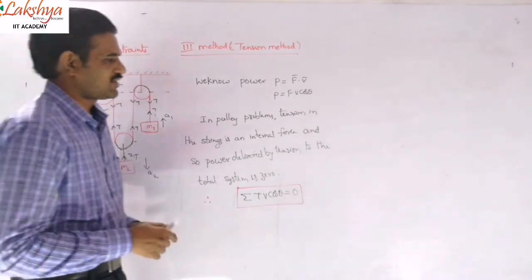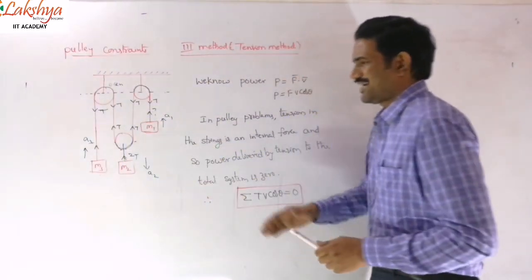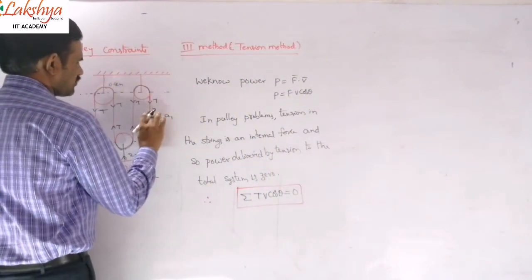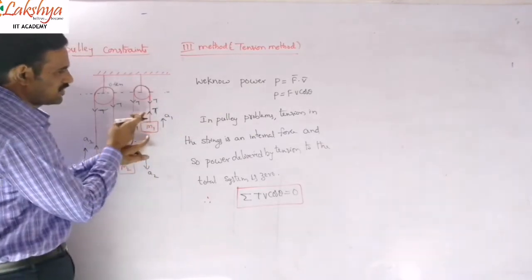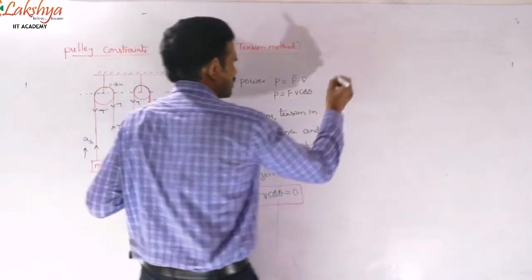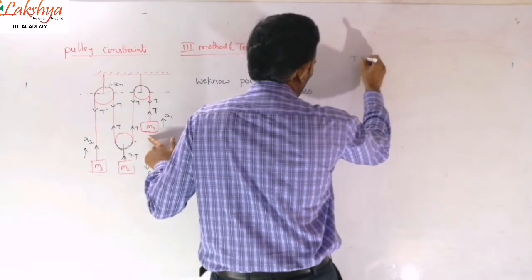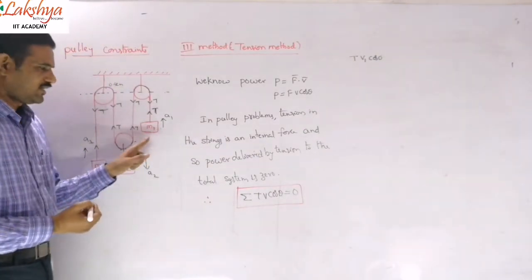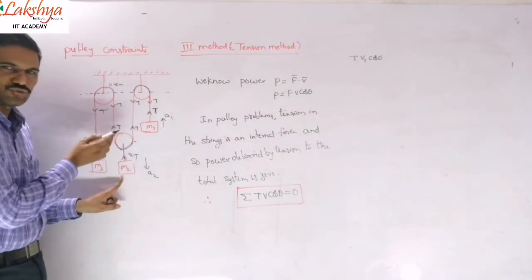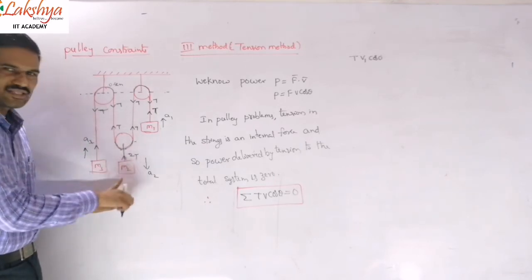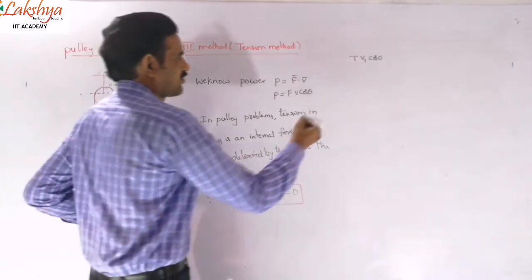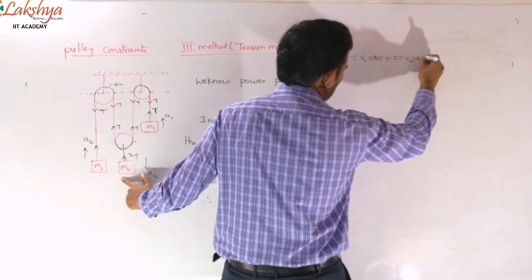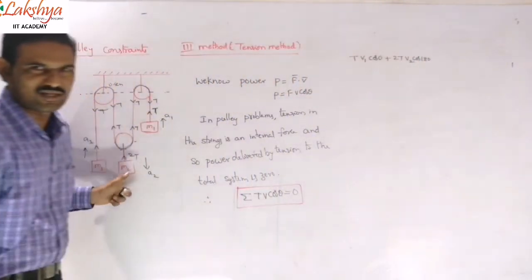So now let us apply this method here. First for this block: acceleration is in upward direction, which means velocity will also be in upward direction. The tension acting on this block will be along this direction, so tension and velocity are both in the same direction. So T into V1 cos 0. Next for this block, 2T is in upward direction and velocity is in downward direction, since we are assuming it is moving downward. Plus 2T into V2 into cos 180, because they are in opposite directions, right?